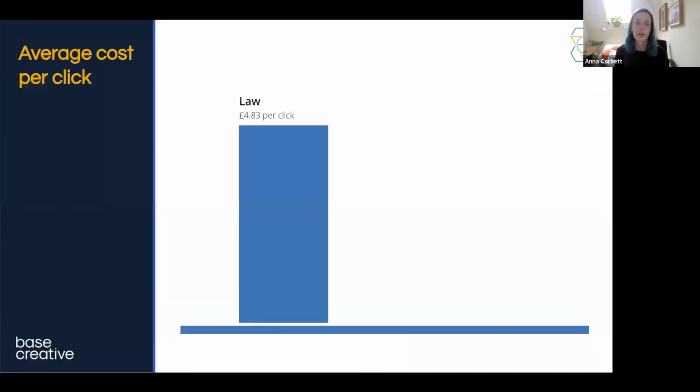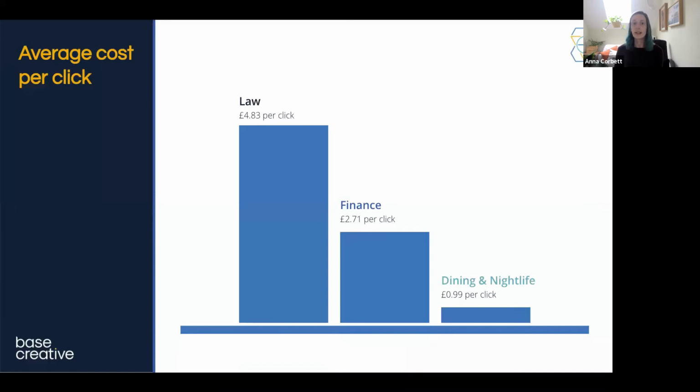Now let's talk a little bit about CPC, cost per click. The average cost per click in the law sector is £4.83. That's the highest cost per click of all sectors. In some areas within law, that can even get much more expensive than that too, like we've just seen. Personal injury often has the highest cost per click, as we saw earlier, and that could go up to about £50 per click even. And finance from a sector's perspective is second, and the lowest is dining.